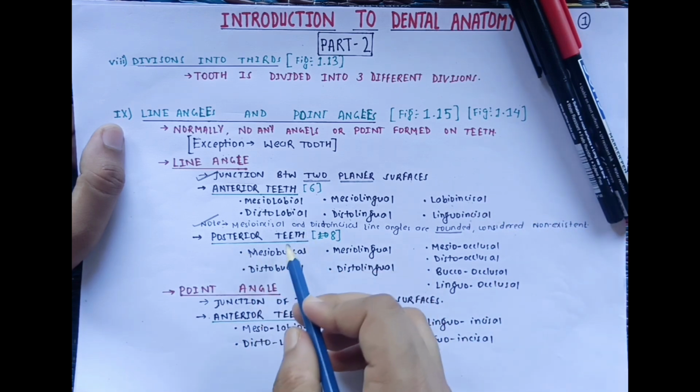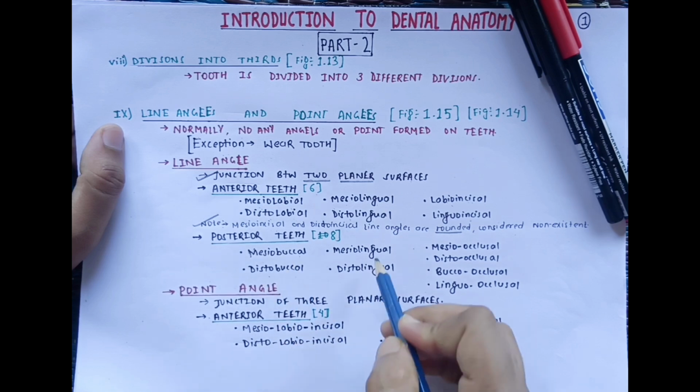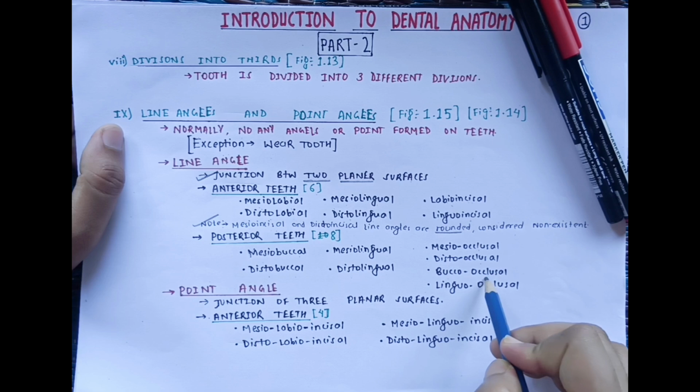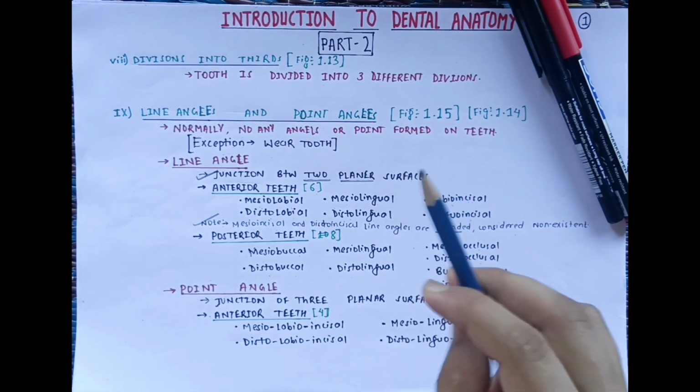Similarly, in our posterior teeth we have 8 line angles. They are mesiobuccal, distobuccal, mesiolingual, distolingual, similarly mesio-occlusal, disto-occlusal, bucco-occlusal, linguo-occlusal. I will explain this again by showing one picture.